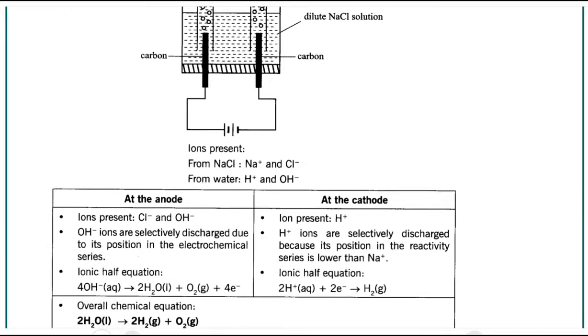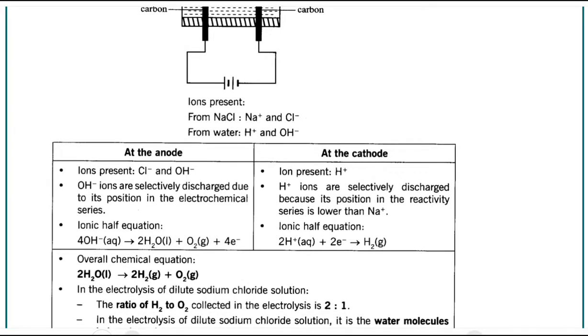At the anode we have the chloride as well as the hydroxide ions. In the concentrated case, the chloride was selected because it was concentrated sodium chloride. Here we select the OH-, because the OH- ion has a lower position in the electrochemical series, so that's the one selected. As I told you earlier, the OH- has to lose electrons, so it is losing electrons at the anode, because the anode is positively charged.